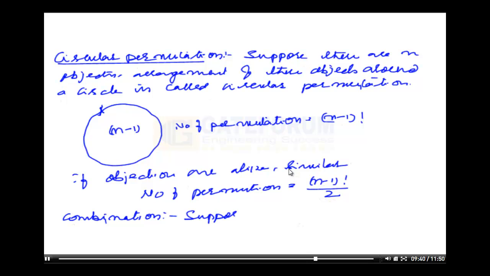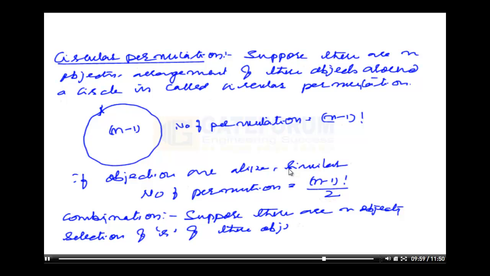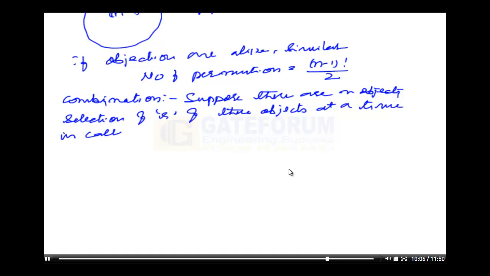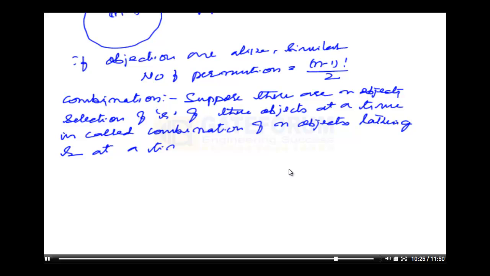Suppose there are n objects. A selection of r of these objects at a time is called a combination of n objects taking r at a time. It is denoted by nCr.